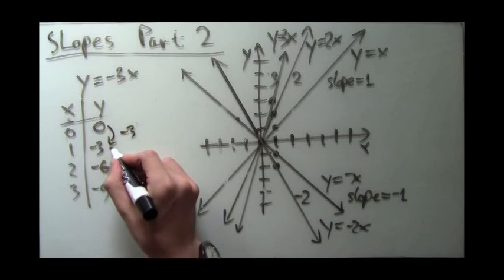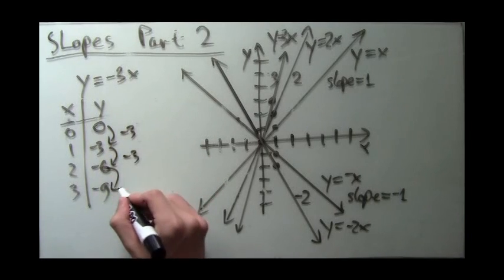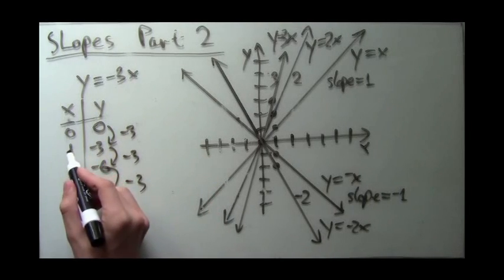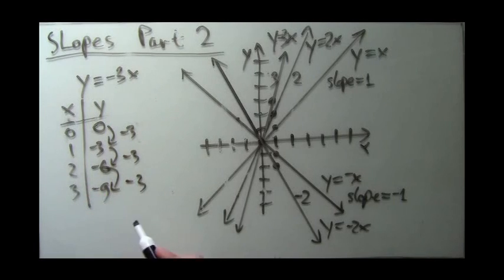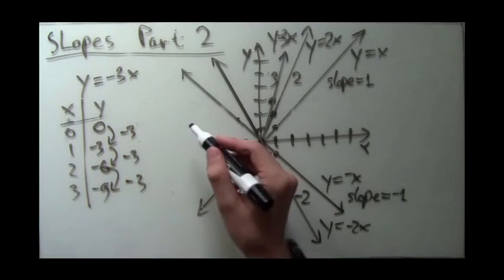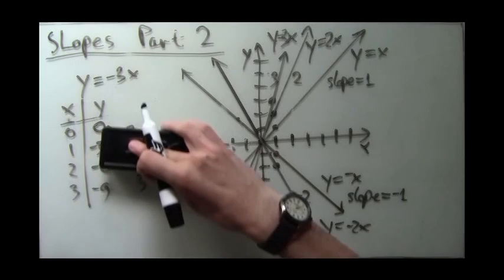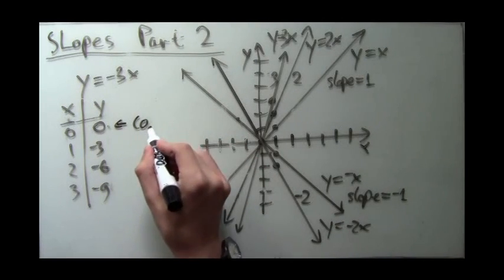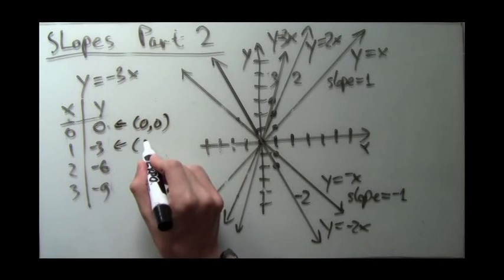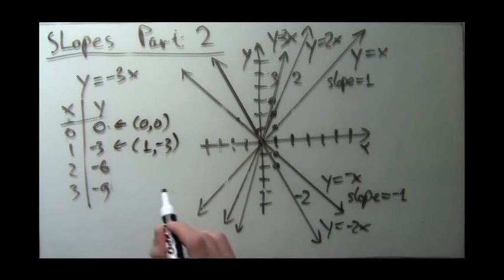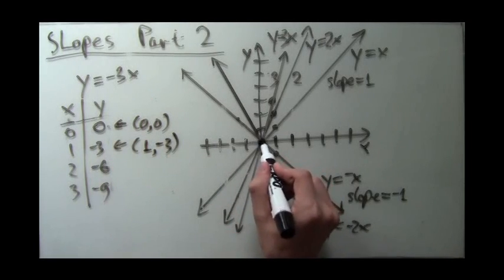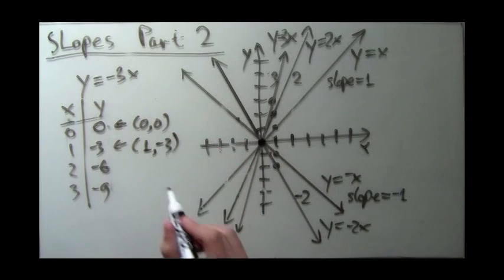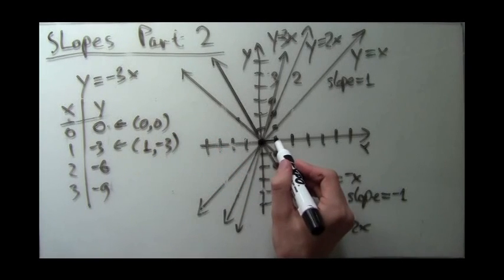And notice again that every time x increases by 1, y decreases by 3, which is hinted by the negative 3 multiplied by the x, which we know is the slope. So now we are ready to draw our 2 points: 0, 0 is the origin, and 1, negative 3 is 1 to the right, and 3 below from the origin.